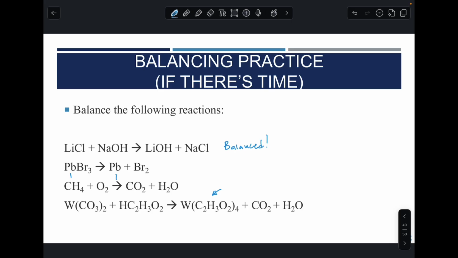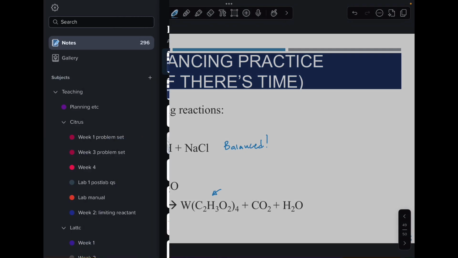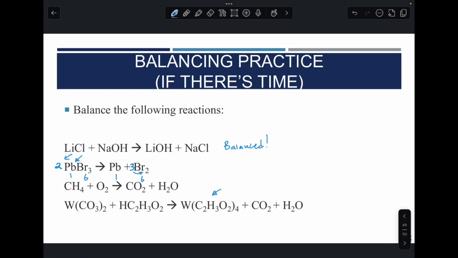So what we'll do is we'll multiply it. So we'll put a 2 right here, and now that's an even number. Now we have 6 bromines on the left-hand side, and that's going to be something we can work with on the right-hand side. So we can put a 3 in front of the bromine atoms, and then we get 3 times 2. That's going to be 6 bromines. However, when I multiplied this by 2, that also multiplied the number of lead atoms that I have. So we are going to have to multiply that by 2 as well. And then we can check and see if it's balanced.